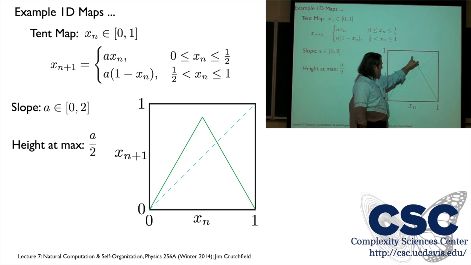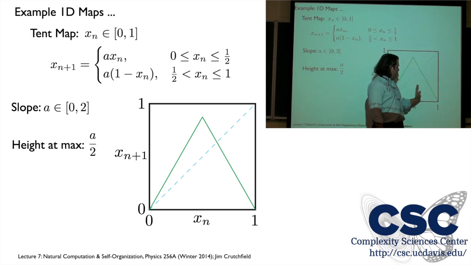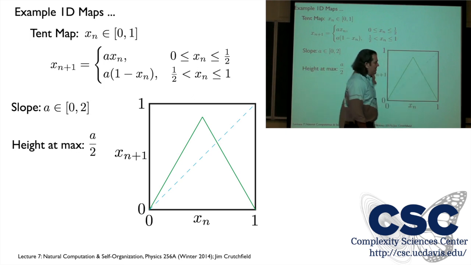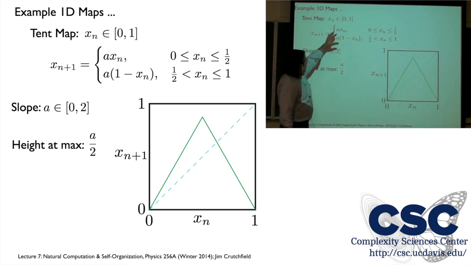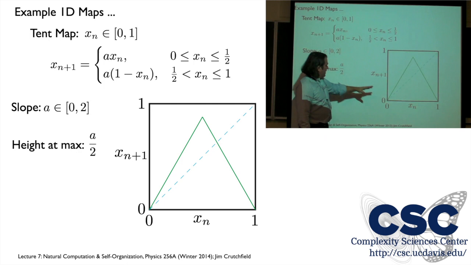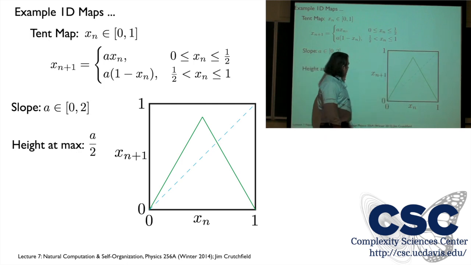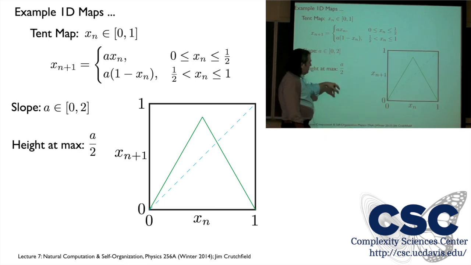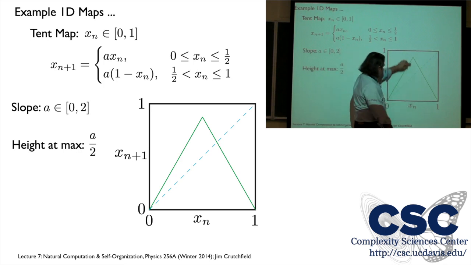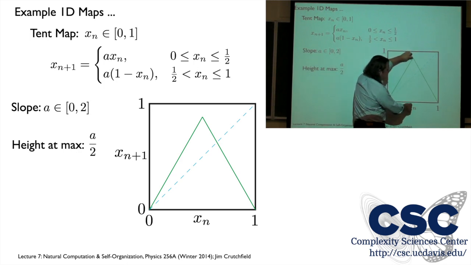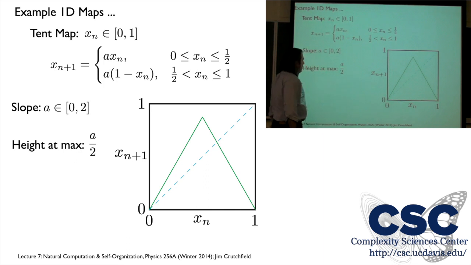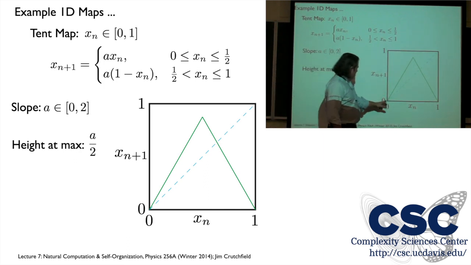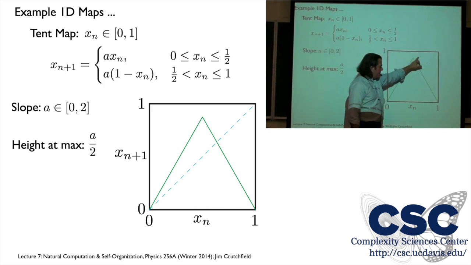I have these 2 monotone pieces, but now, unlike the shift map, above a half, the map has negative slope. And here's the functional form of that. The slope is written out as A, and it goes between 0 and 2. The maximum, the height at a half, is A over 2. When A is equal to 2, the map goes all the way to the top at a half and comes back down.